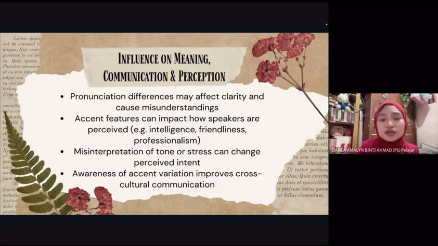Moreover, accents carry social meanings. A British received pronunciation accent may be seen as educated or upper class, while a General American accent might be viewed as approachable or mainstream. These perceptions can affect everything from job interviews to international collaborations. So, understanding these variations is not just about linguistics. It actually helps us become better, more mindful communicators across cultures and contexts.